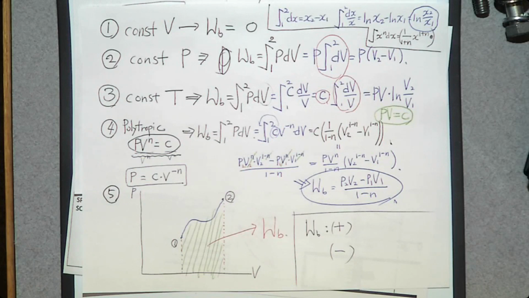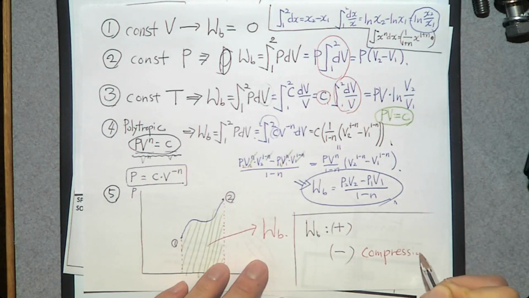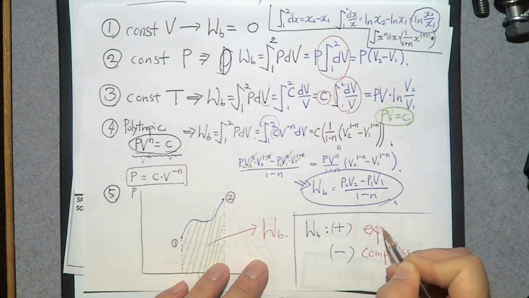So positive moving boundary work, expansion or compression? You win, expansion. So there's a 50% chance. So what about this one? Now you have a 100% chance. Negative moving boundary work means compression. So this one is compression. This one is expansion.